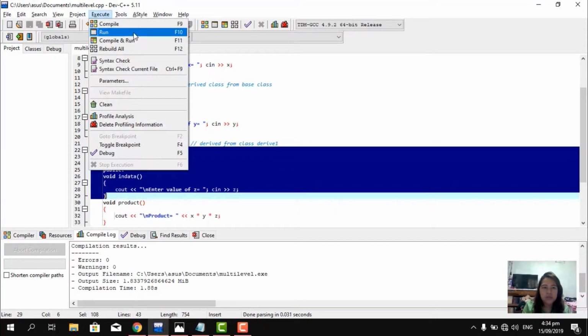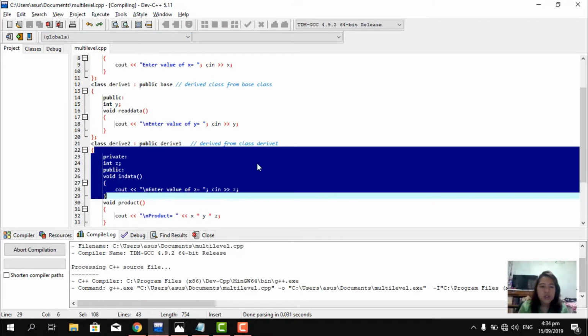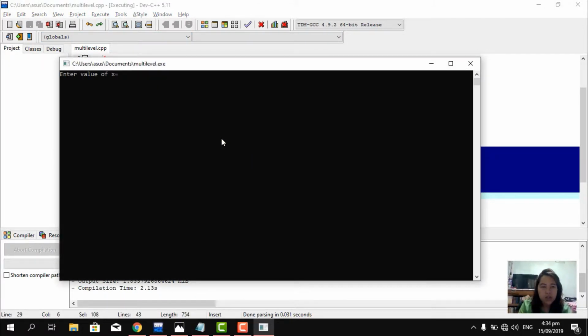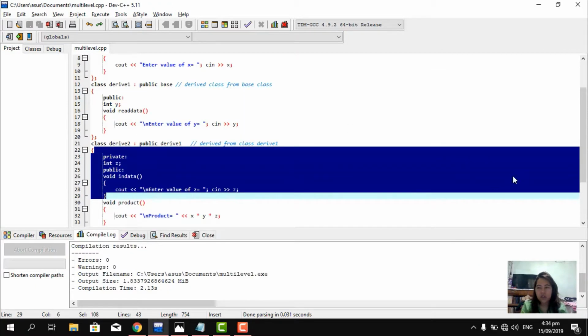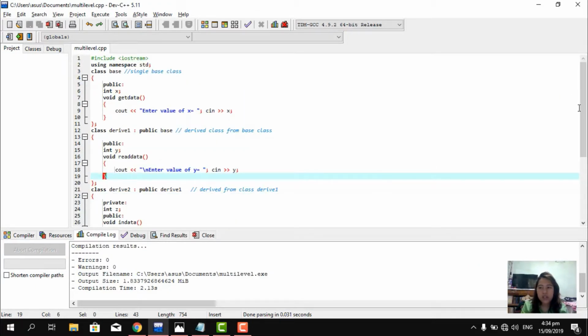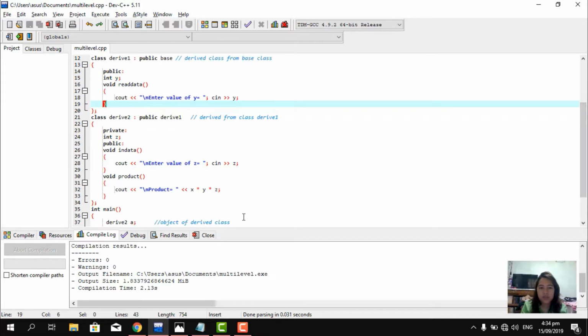Okay, let's compile and run. So value of x is the base class, value of y is 2, value of z is 3, so 12. 2 times 2 equals 4, times 3 equals 12. So they all get values from each other. And that's also a multi-level inheritance.